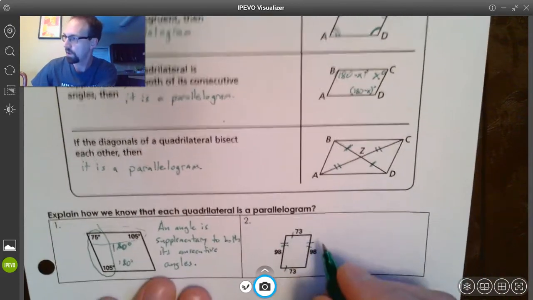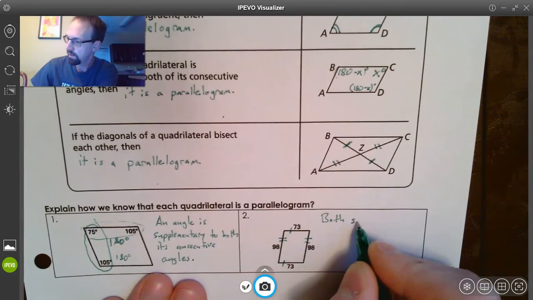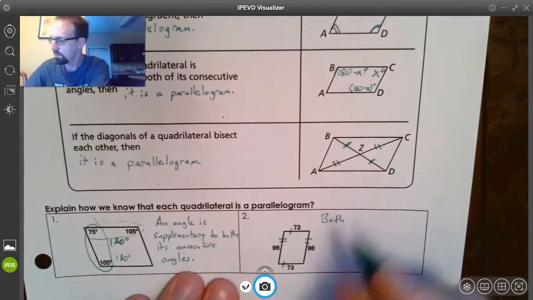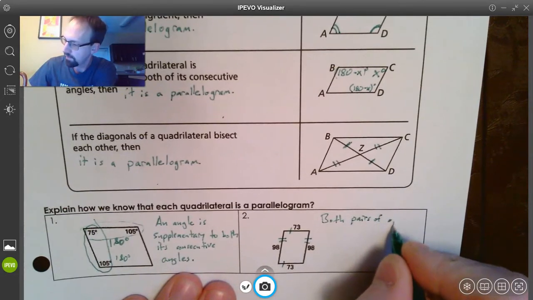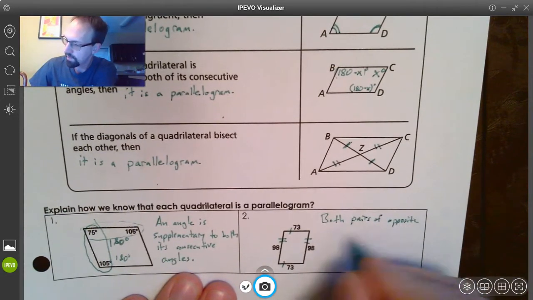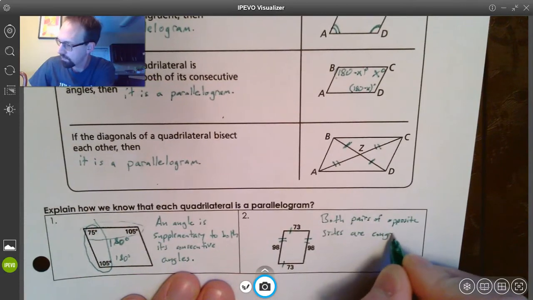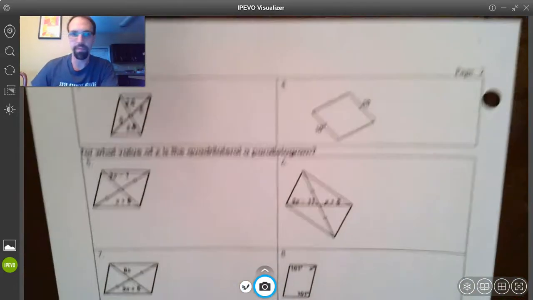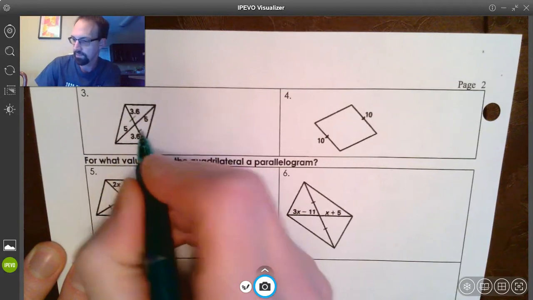So we have both pairs of opposite sides are congruent. And then here on 3, this is the one I was talking about where the diagonals bisect each other.